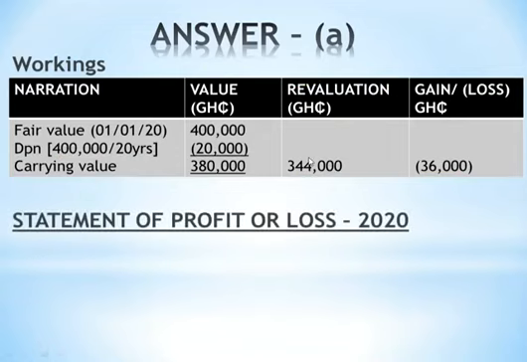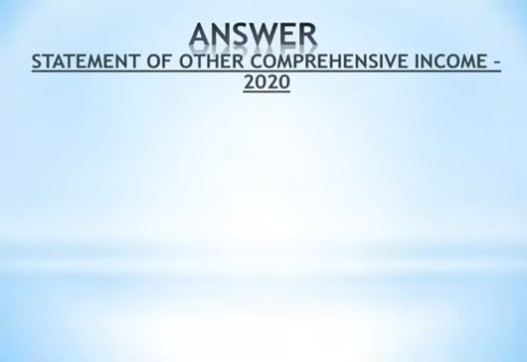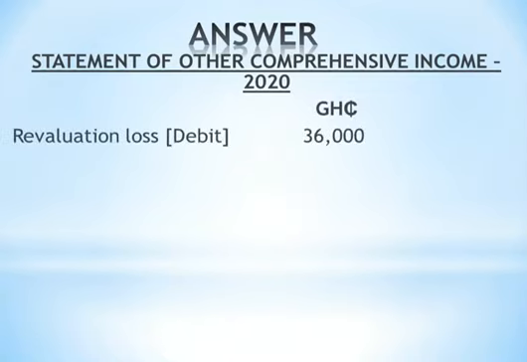So when you go to the statement of profit or loss, we are going to show the depreciation for the year. I know depreciation is an expense, so we need to debit it to the statement of profit or loss, and the figure we are going to represent is 20,000. If we move to the statement of other comprehensive income, that's where we are going to show our revaluation loss, because we are having a previous revaluation surplus. So we are going to show our revaluation loss, which is also an expense, so we need to debit it, and the amount we are going to show is 36,000.